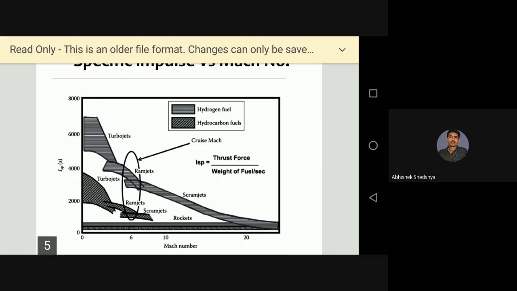On the y-axis, if you see, it is the specific impulse. Specific impulse is nothing but the thrust produced by the engine, in newtons or kg, to the weight of the fuel burnt per second.